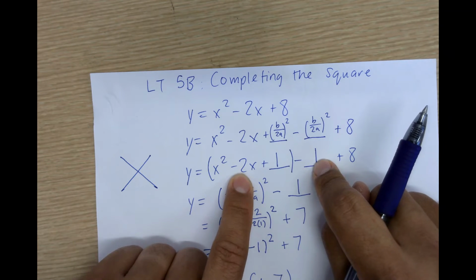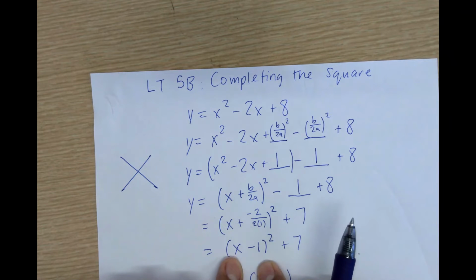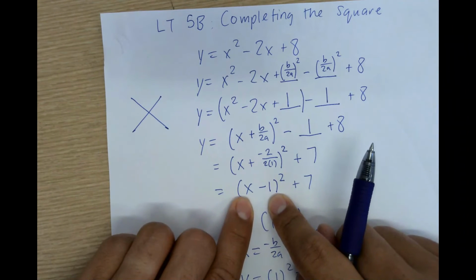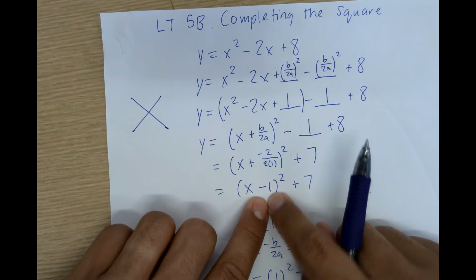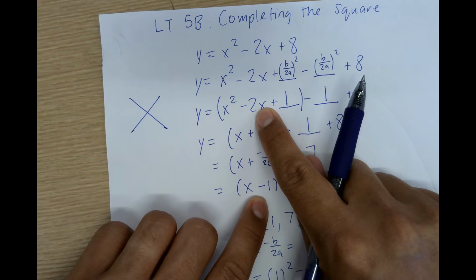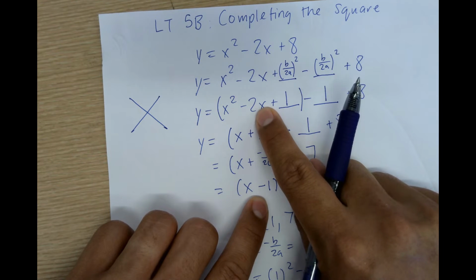And you can see here that the number we have inside the parentheses with the squared, remember, it's always going to be half of the -2, right? It's always going to be half of the -2. So in this case, this is -2.